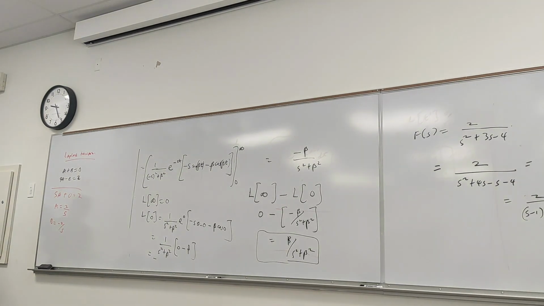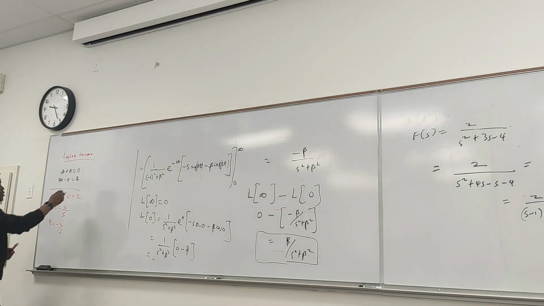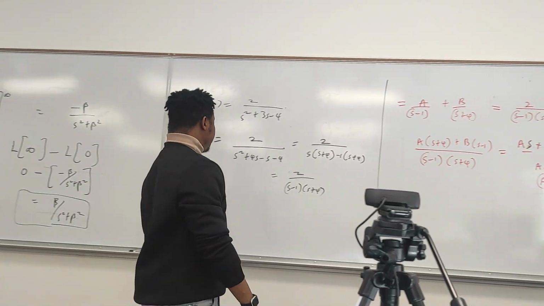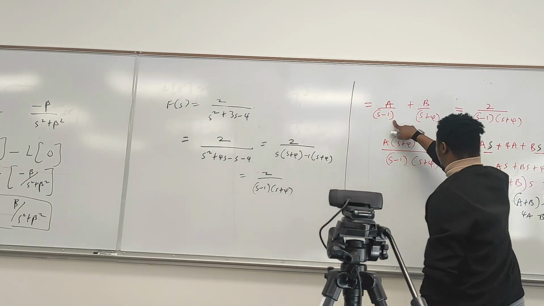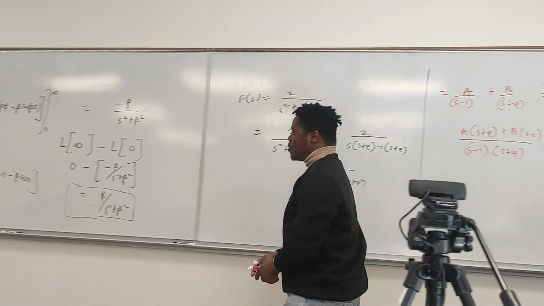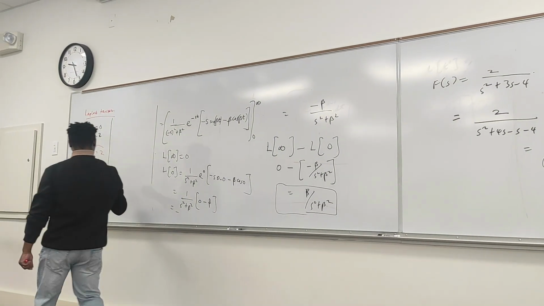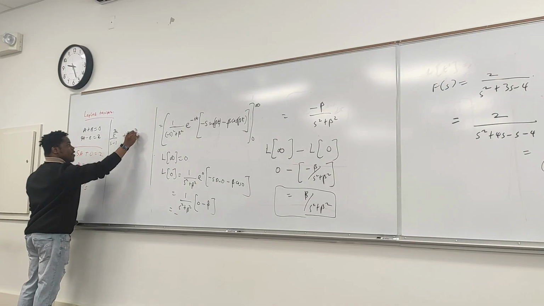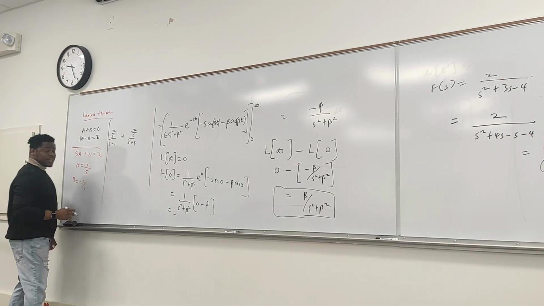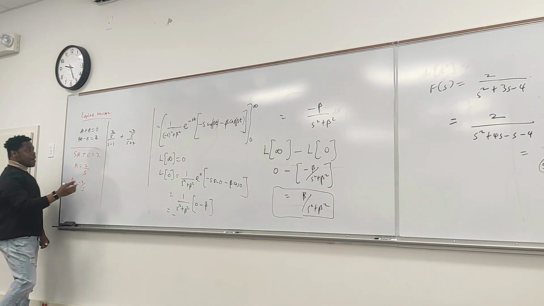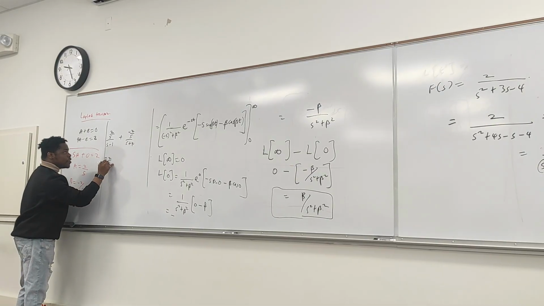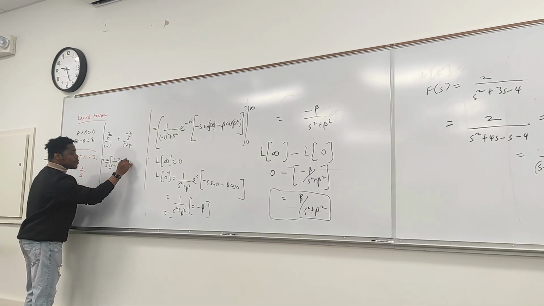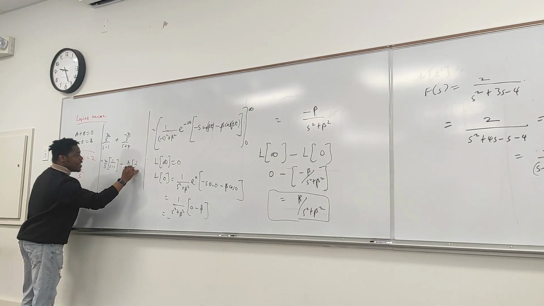Okay. So now we have the values. Remember, our fraction is a over s minus 1 plus b over s plus 4. So it becomes a is 2 over 5 over s minus 1 plus b, negative 2 over 5, over s plus 4. That's what it becomes, right? So that can be equal to 2 over 5 multiplied by 1 over s minus 1, minus 2 over 5 multiplied by 1 over s plus 4.